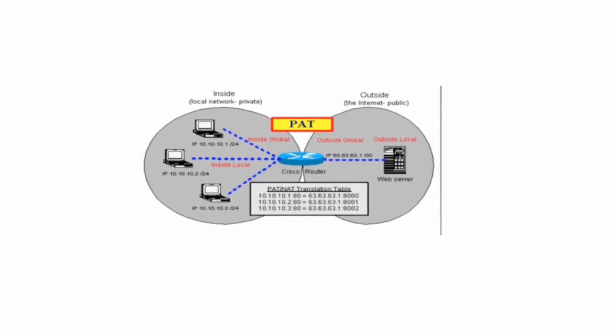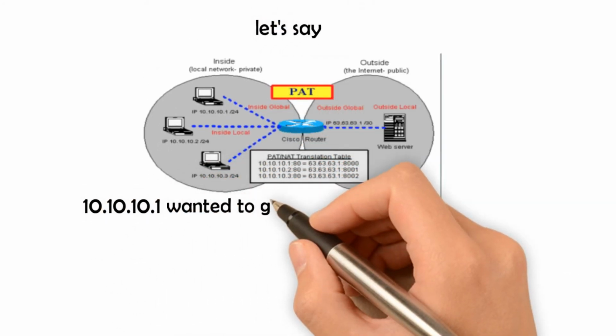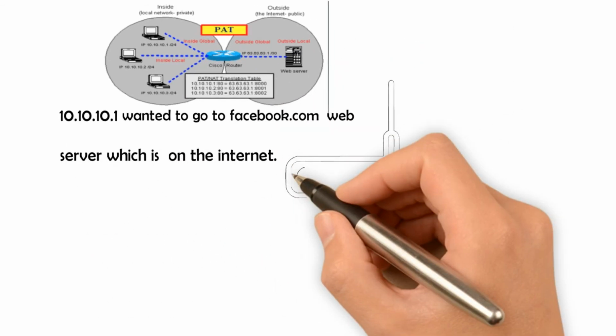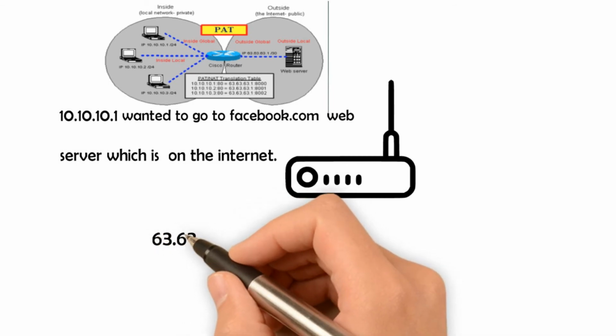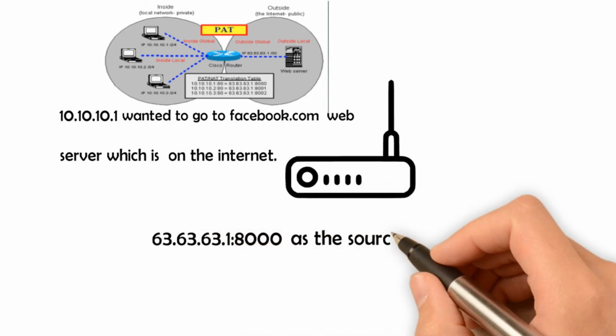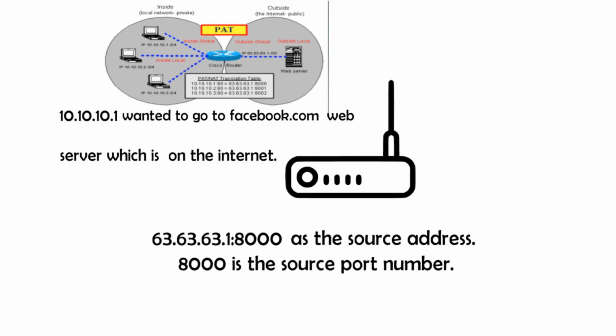In this picture example, let's say 10.10.10.1 wanted to go to the facebook.com web server, which is on the internet. The request will hit the router, which will translate that traffic to its global IP of 63.63.63.1:8000 as the source address. In this example, 8000 is the source port number.